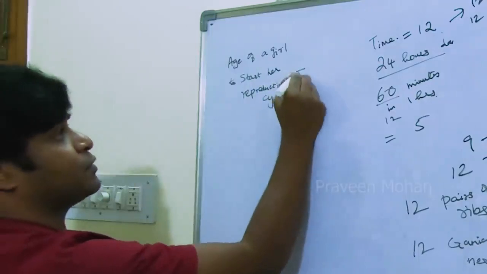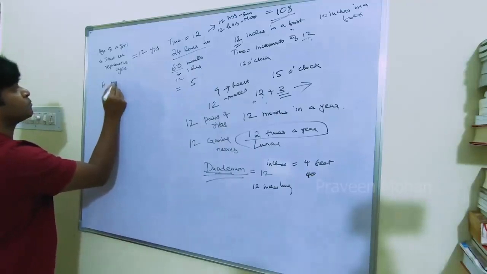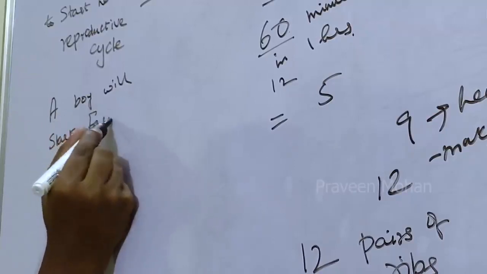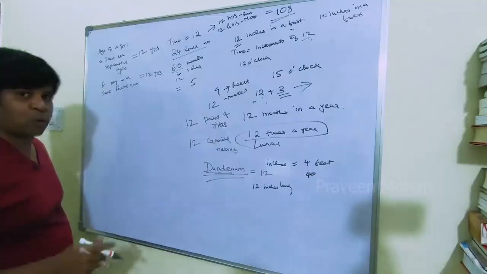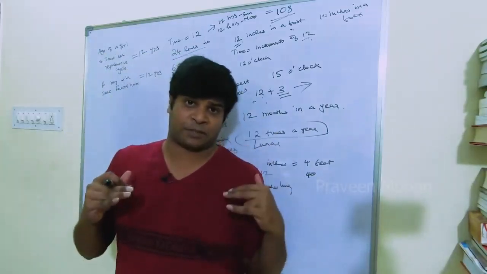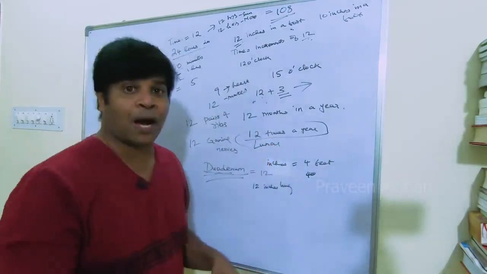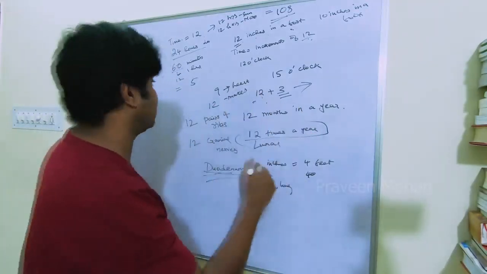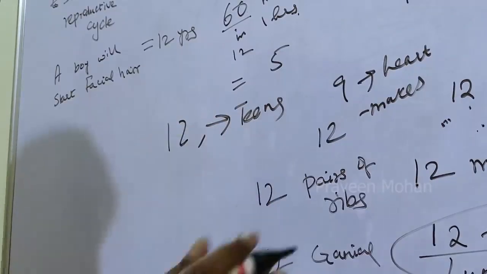Cycle is 12 years. A boy will start growing facial hair at 12 years. At 12 years, both the boys and girls would have lost all their baby teeth and they would have a full set of adult teeth. And this is why the boys and girls cease to become boys and girls and they start becoming adults. Now after 12, they enter their teens, they start becoming adolescent.